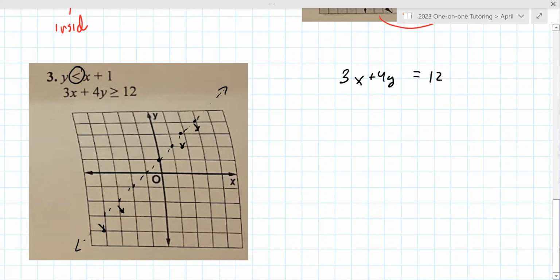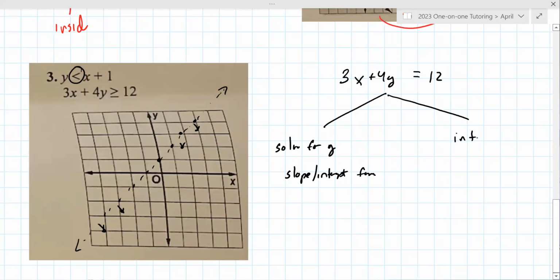equals 12. There are two ways to graph this. Way number one, and I'm not giving you these in any particular order, is to solve for y. That's slope intercept form. That's, I think, what we've been doing mostly. What I'd like to do is show you the other option, which is to determine the intercepts. If you don't like it, we'll just not do it that way. But you'll find that in certain problems it does work better.